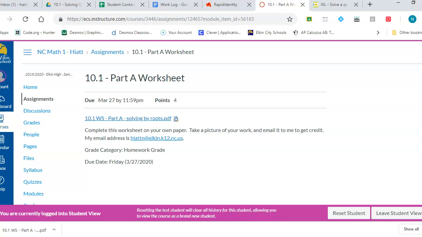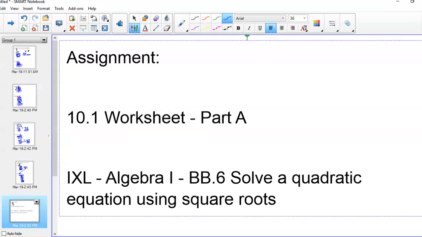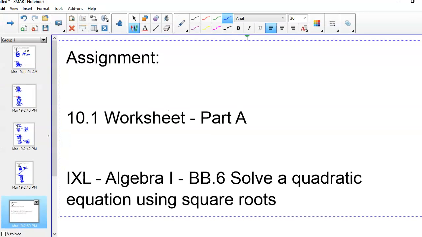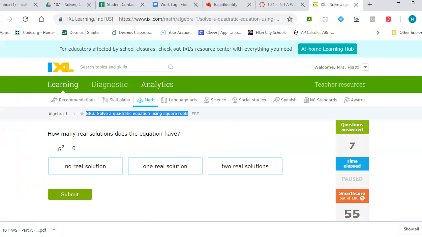You also have one other part with the assignment, and that other part that you'll see right here is that you need to do IXL, Algebra 1, BB6. It's solving a quadratic equation using square roots. Now, for that IXL assignment, you will get to some problems. The first one should be pretty simple to solve equations, but then you'll get to some equations like this.